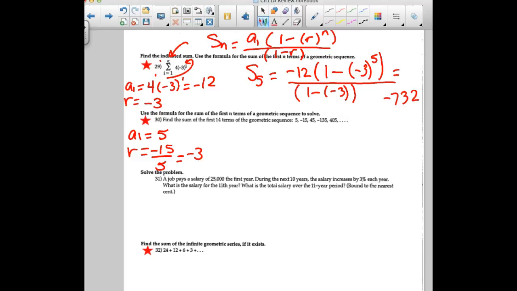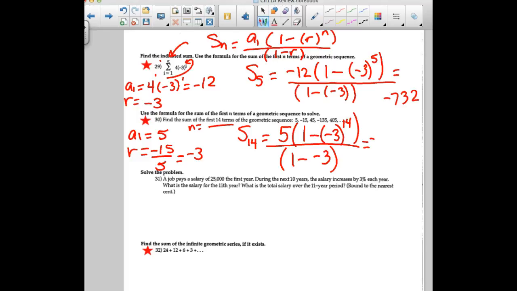It says to find the sum of the first 14, so that is our n value, and that makes it finite even though we have the ... at the end. We are stopping after 14 terms. So summing 14 numbers, we have our first term of 5 times 1 minus our r value to the 14th power over 1 minus r. Our sum should be -5,978,710.